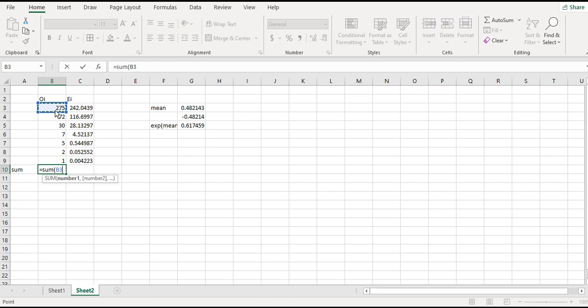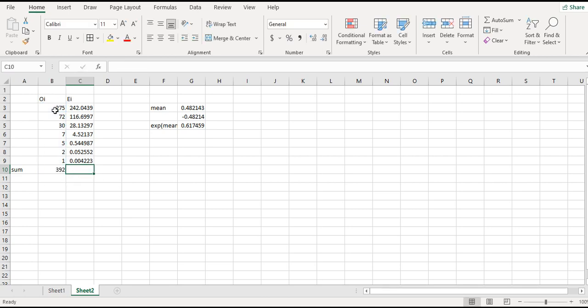Simply sum up, Control Shift Down, and if I drag this one, approximately its value is 392 only, right? So we can round up one of the numbers so that its value will be the same only, okay, because we have considered value up to 4 decimal places. That's the reason its value is approximately 392.